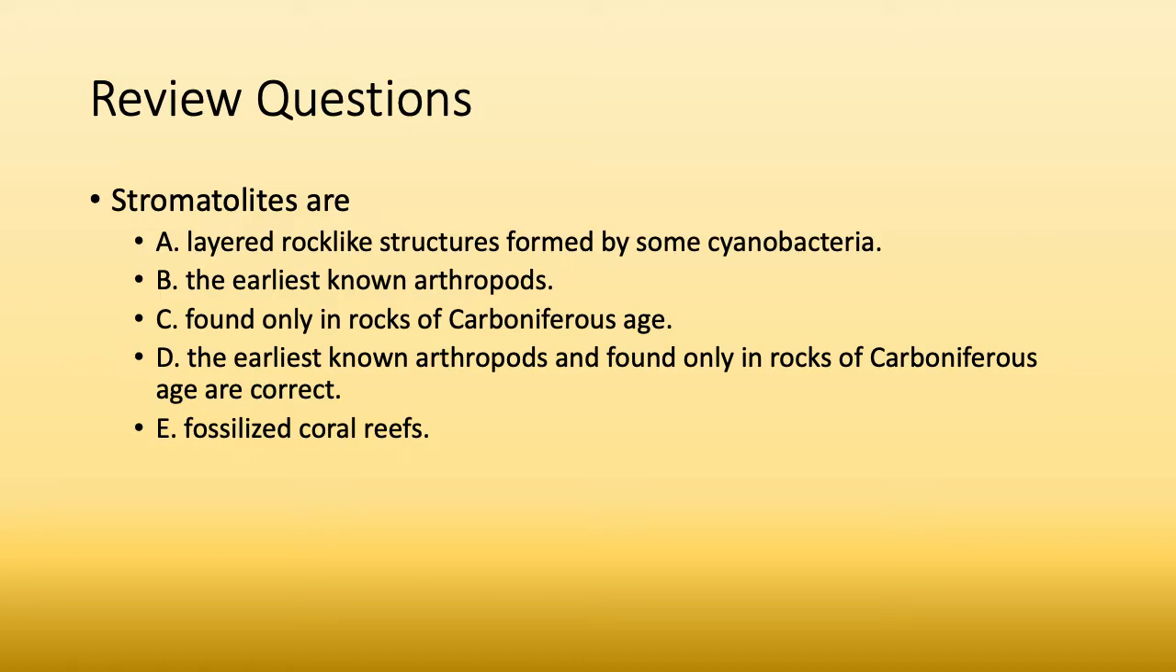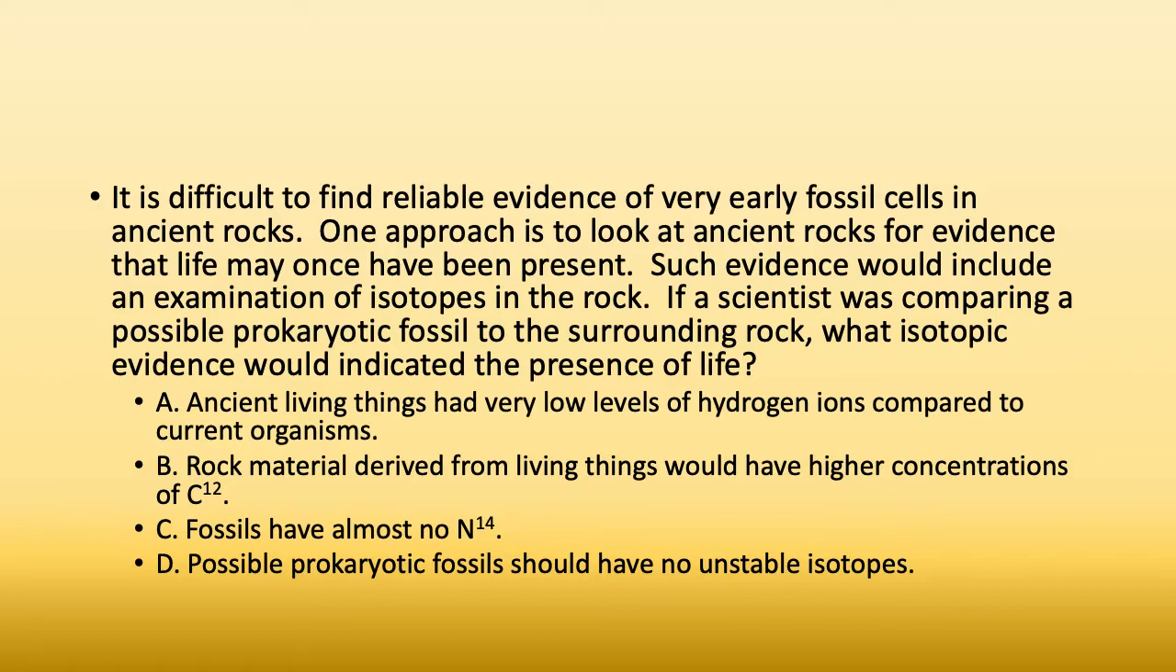All right, review questions. Stromatolites are A, layered rock-like structures formed by some cyanobacteria. It is difficult to find reliable evidence of very early fossil cells in ancient rocks. One approach is to look at ancient rocks for evidence that life may have once been present. Such evidence would include an examination of isotopes in the rock. If a scientist was comparing a possibly prokaryotic fossil to the surrounding rock, what isotopic data would indicate the presence of life? Yeah, B. Rock material derived from living things would have higher concentrations of carbon-12.